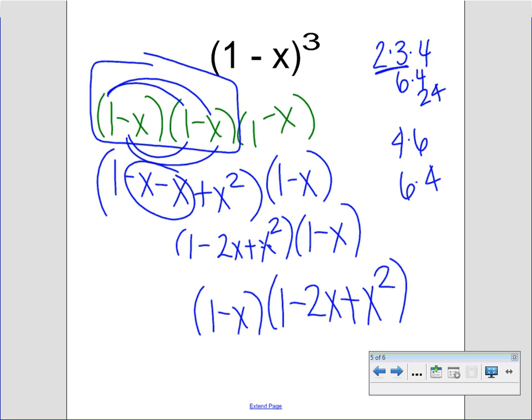So whichever one you want to be in the front is just fine. Now just for time's sake, I'm going to leave you guys with this one and see if you can work it out by yourself. But this is just like all the other problems I've done today, a binomial times a trinomial.